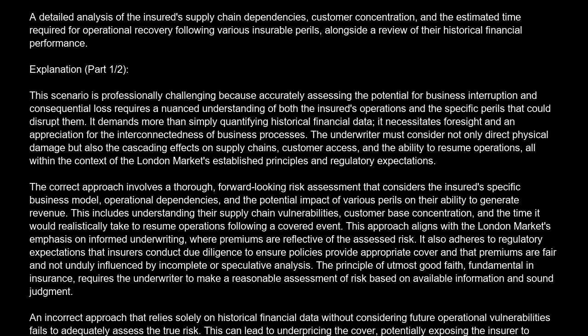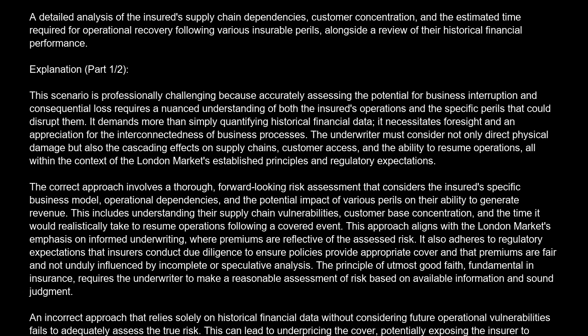The correct answer is C. A detailed analysis of the insured's supply chain dependencies, customer concentration, and the estimated time required for operational recovery following various insurable perils, alongside a review of their historical financial performance.